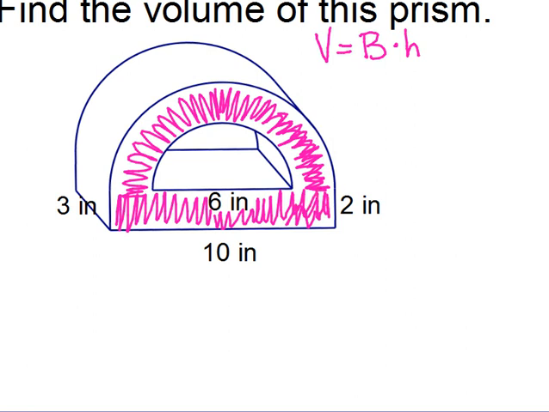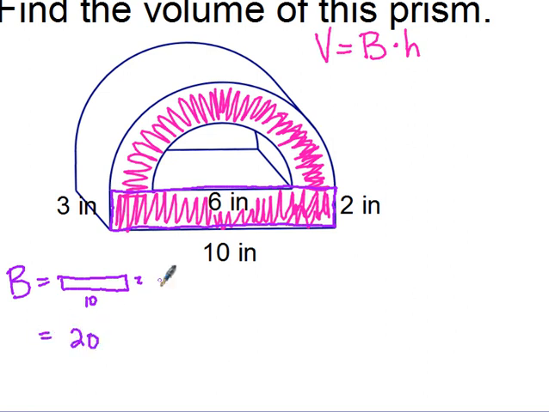Okay? So what we're going to do is break this base into 2 shapes. We have one shape that looks like a rectangle, the one that's like this. So our rectangle has a length of 10 and a height of 2. So a 10 by 2 rectangle, which has an area of 20.